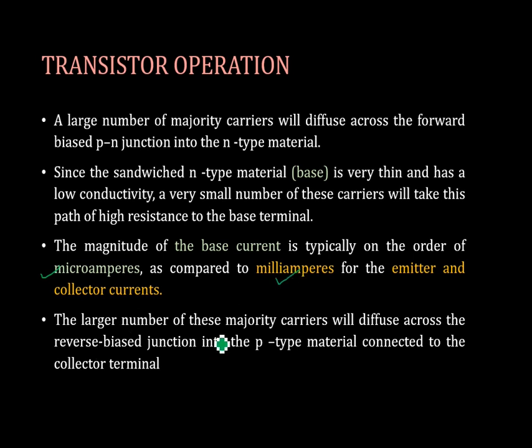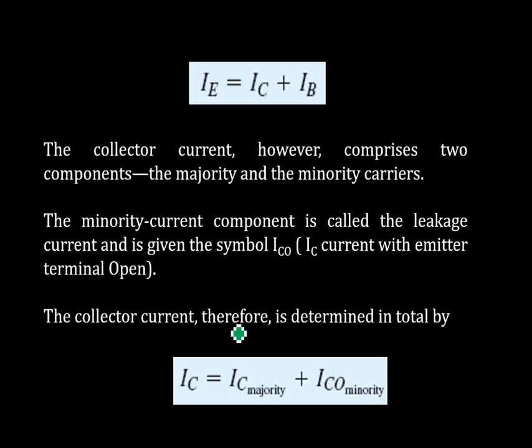The large number of these majority carriers will diffuse across the reverse bias junction into the P-type material connected to the collector terminal. Remember, in an NPN transistor, it will be the complementary. In the NPN, the majority carriers will be electrons which diffuse across the P base and then to the collector.